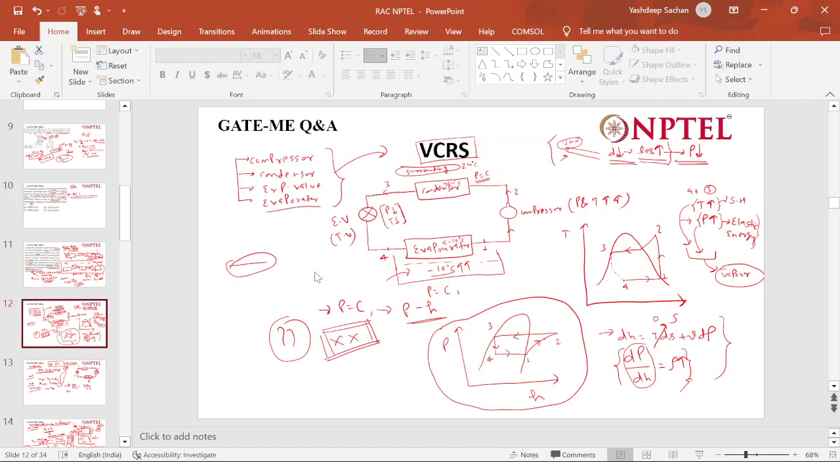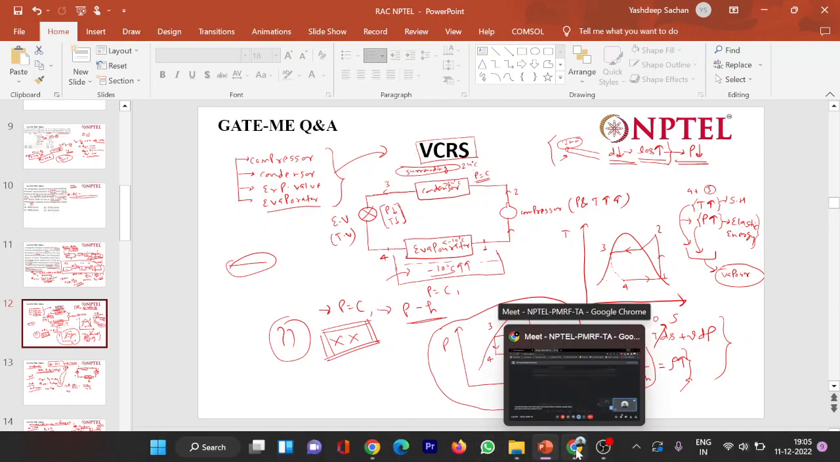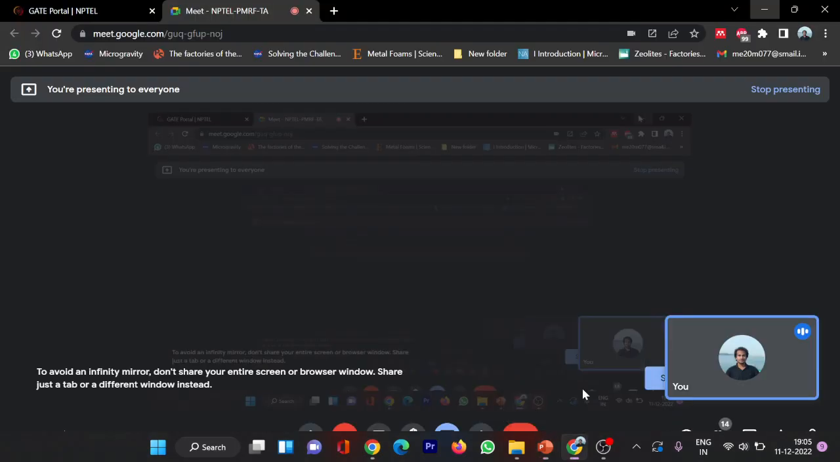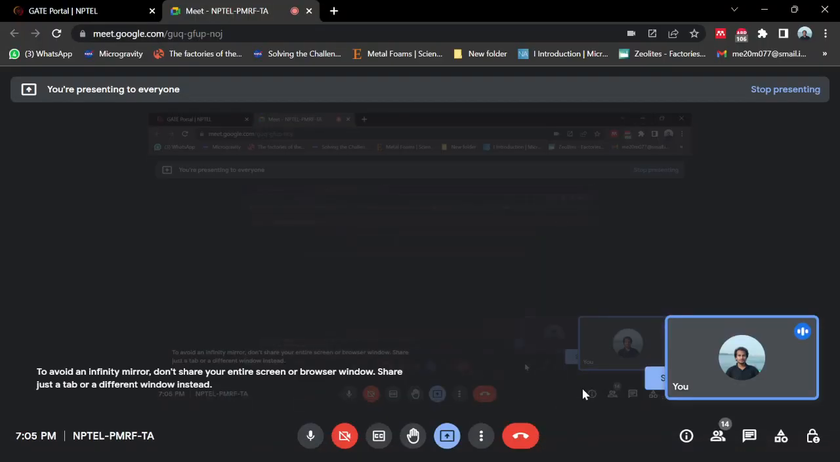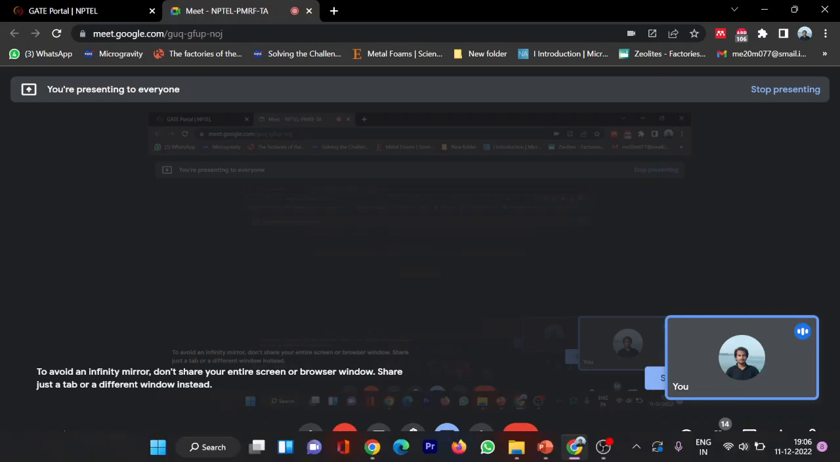In the last class I told about the complete theory about the VCRS. So today we are going to solve numericals on the vapor compression refrigeration system. I want to know how many of you were there at that time. Accordingly, if most of the people are here for the first time, I can quickly tell the formulas at least, so that while solving problems you can try.